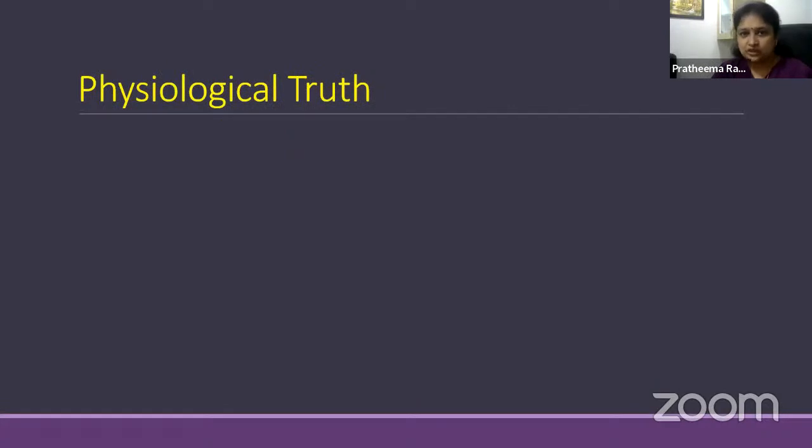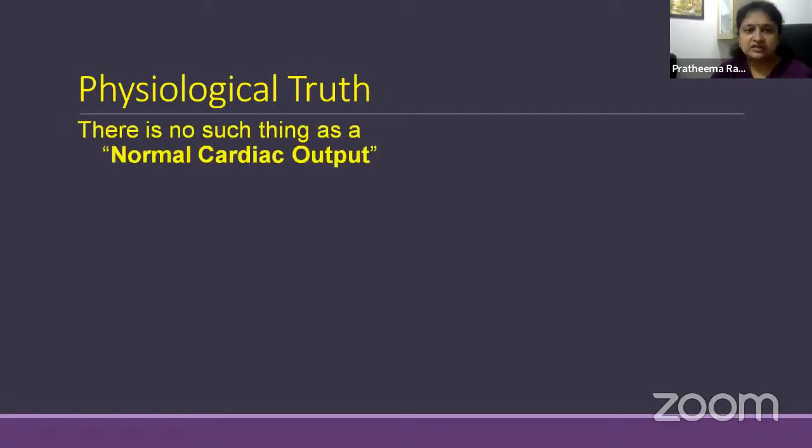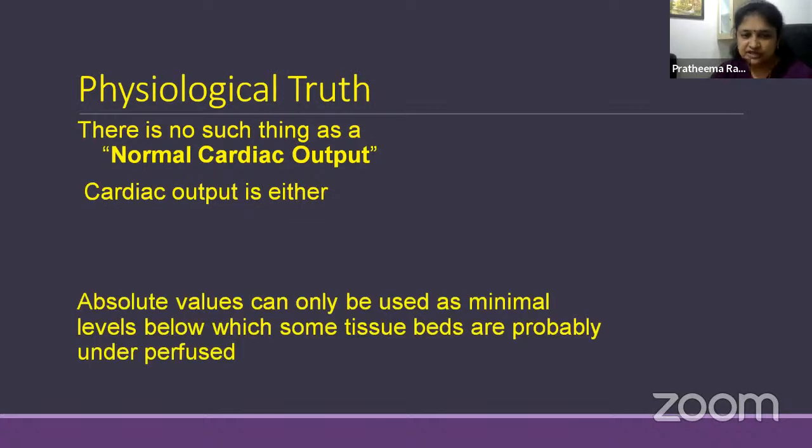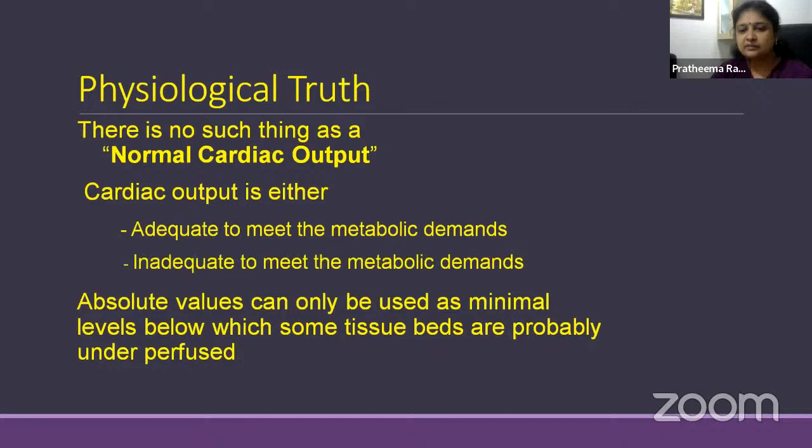Telling the total secret of hemodynamic monitoring, there is nothing called a normal cardiac output, because it is not like one size fits all. The clothes are different. So the cardiac output is changing, and absolute values cannot be taken as foolproof. So either it is adequate to meet the metabolic demands, or it is inadequate to meet the metabolic demands.